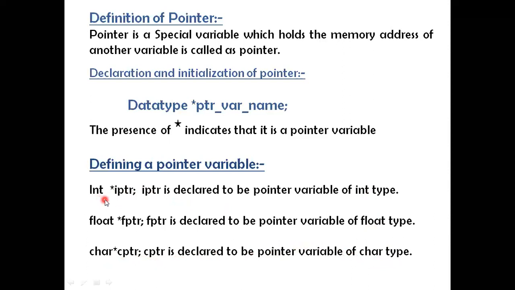You're supposed to write only this much. This and all is not required. Just for your reference, we have given int star IPTR, second one float star FPTR, third one character star CPTR. Now what we have studied here is the definition of a pointer and the syntax of how to declare a pointer variable. Then three examples: the first of type integer, second of type float, and third of type character.